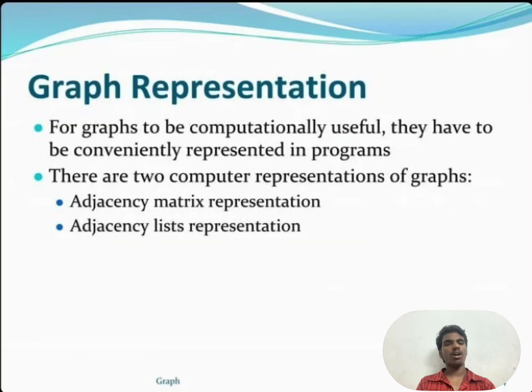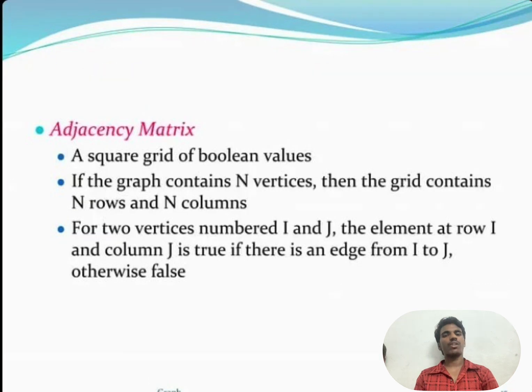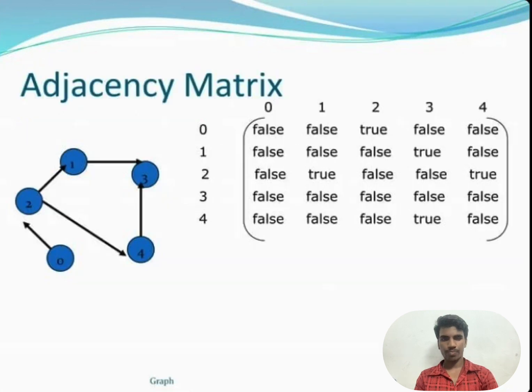Graph representation. There are two computer representations of a graph: adjacency matrix representation and adjacency list representation. An adjacency matrix is a square grid of boolean values. If the graph contains n vertices, the grid has n rows and n columns. For two vertices numbered i and j, the element at row i and column j is true if there is an edge from i to j, otherwise it is false.